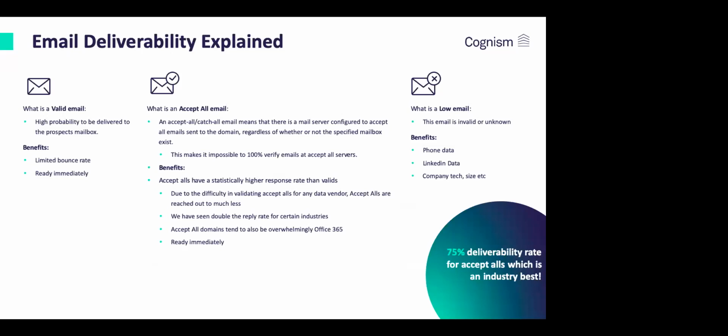Next, we have something called an accept all email or a catch-all email, or sometimes we say it's medium deliverability. What that means is that there is a mail server that's configured to accept any email that's sent to that domain, regardless of whether the mailbox exists or not. So we know that the domain exists, we'll send an email to that domain, but what happens from there, we can't 100% verify. One thing to note as well, a lot of accept all domains do tend to be Office 365 emails, and you might be aware that that is a very popular email to use. So you will probably notice that a lot of emails on the platform will be accept all email addresses.